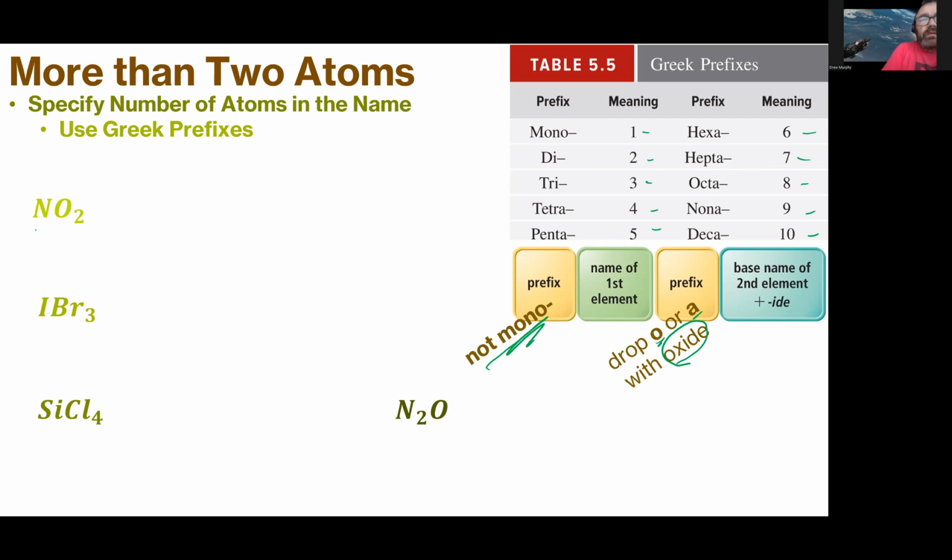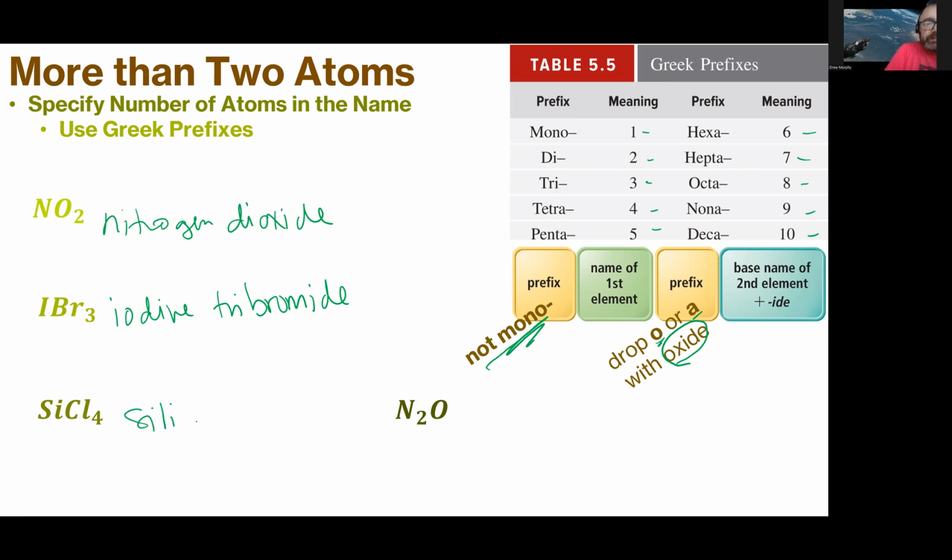Okay, so one nitrogen, two oxygen. So this is nitrogen dioxide. Iodine and three bromines. So this is iodine tribromide. We have silicon in front, and then we have four chlorines. So this is silicon tetrachloride.